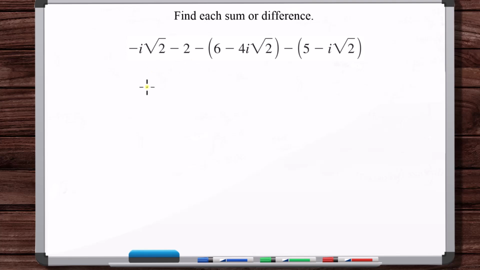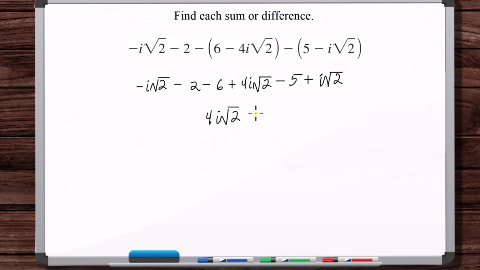Okay, so we got minus i root 2 minus 2 minus 6 plus 4i root 2 minus 5 plus i root 2. Let's see, is that right? Minus i root 2 minus 2 minus 6 plus 4i root 2 minus 5 plus i root 2. Okay, minus i root 2 plus 4i root 2 is 3i root 2, plus i root 2 is 4i root 2. Okay, minus 2 minus 6 is minus 8. Minus 8 minus 5 is minus 13.